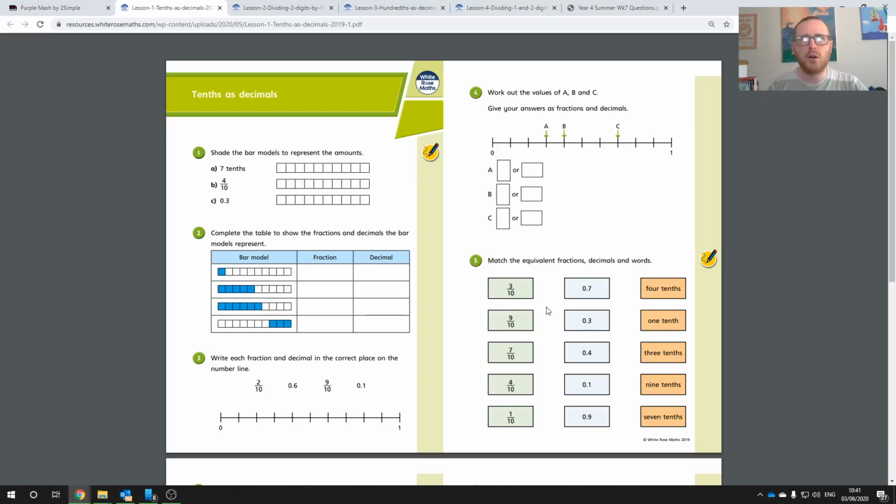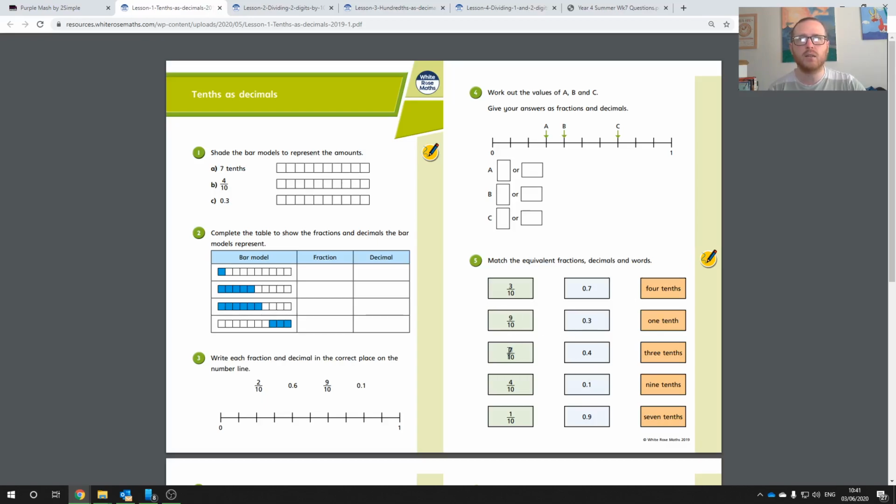It's like every video I have to say that. And obviously if you've got one whole and you divided it into 10 equal parts, that is 0.1, 0.1, 0.1. All of those are 0.1. So 7 lots of 0.1 is 0.7. So 7 tenths is the same as 0.7.